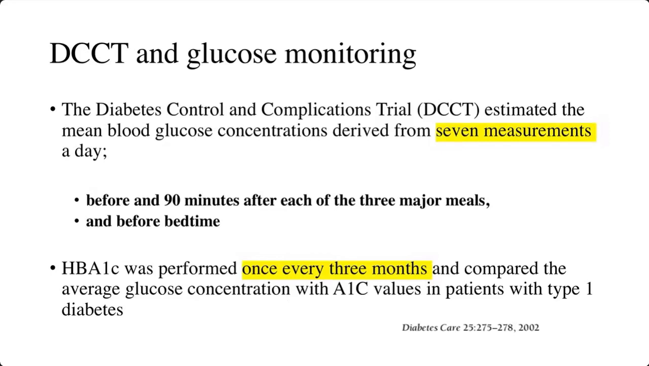So the beauty of the DCCT is that they used 7 measurements. They checked the blood sugar at least 7 times a day. They monitored the blood sugar before and 90 minutes after each of the 3 major meals and at bedtime. And then they did hemoglobin A1C once every 3 months. And then they plotted the blood sugar versus the hemoglobin A1C.